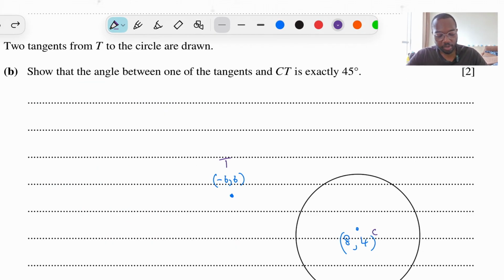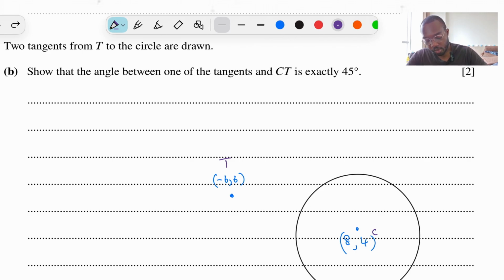So this question, we have two tangents from T to the circle drawn. Show that the angle between one of the tangents and CT is exactly 45 degrees. So for this one here, I've drawn my circle with the center C as 8, 4, and I've drawn my T with minus 6, 6.